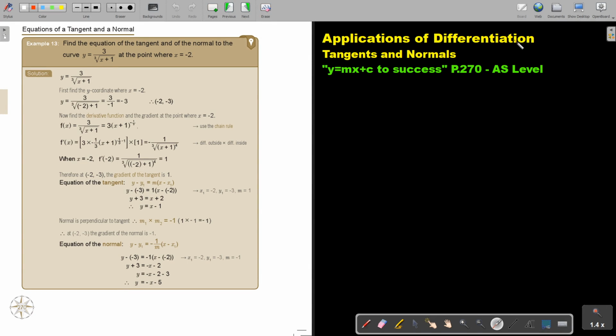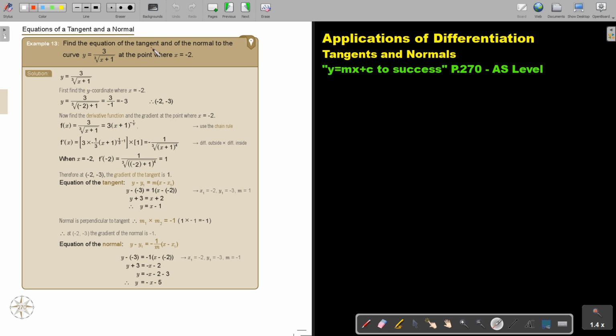Applications of differentiation. We are going to continue with tangents and normals. You will find this on page 270 in the Namibian AS-Level Mathematics textbook. Equations of a tangent and a normal.